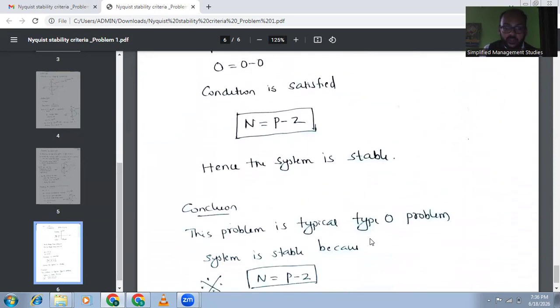Okay. This problem is typically a type 0 system, and we'll do type 1 and type 2 systems for plotting of the Nyquist plot in the coming video.